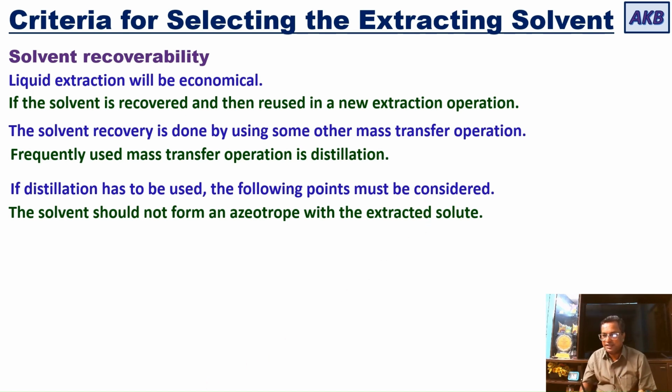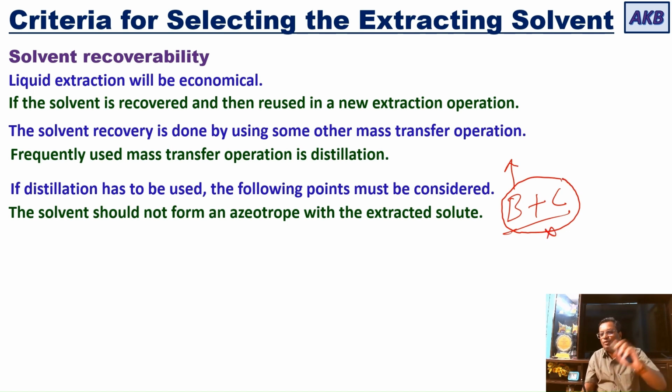So the extract phase will be B plus C, and you need to recover the solvent, and for that you need to separate B from C. The most frequent operation is distillation. And if you are using distillation, then this solution should not form an azeotrope, because if it forms an azeotrope, you will not be able to separate it by using distillation. So the solvent should not form an azeotrope with the extracted solute.